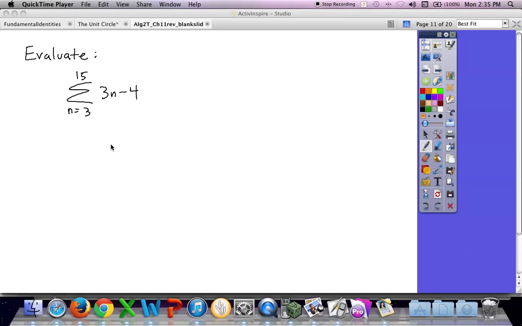So this is arithmetic. How do you recognize it? Because it's linear, right? It's n to the first. This could be like mx plus b. So that's arithmetic. How do you use this to represent a series?